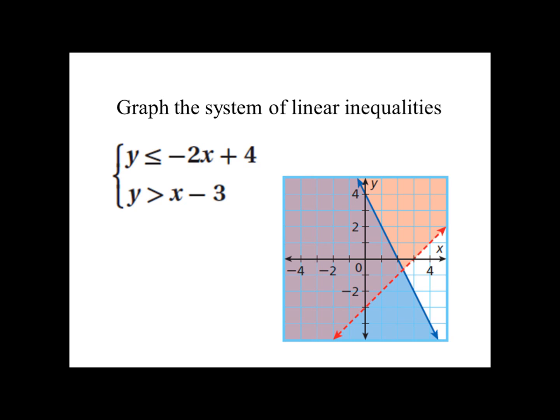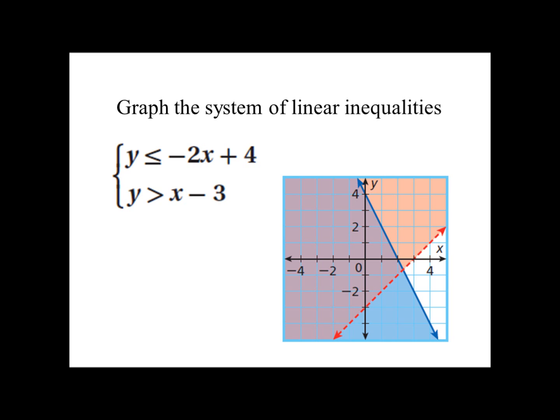Now, the solutions for this system of linear inequalities are all of the points in the region that get double shaded. So we see the region that gets shaded in the pink color. That's the numbers that are greater than x minus 3. We see this region that's shaded in the blue. Those are the ones that are less than negative 2x plus 4. So that region that gets shaded by both are all the solutions to our system of linear inequalities.